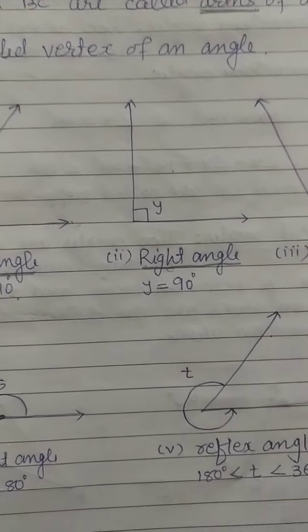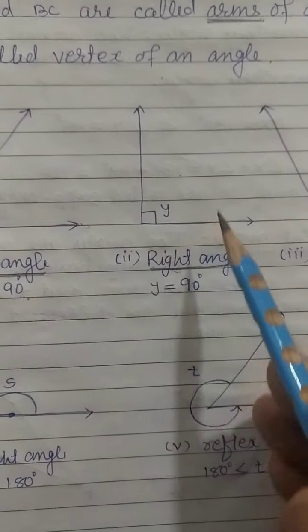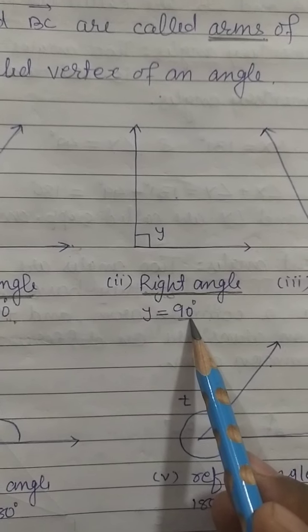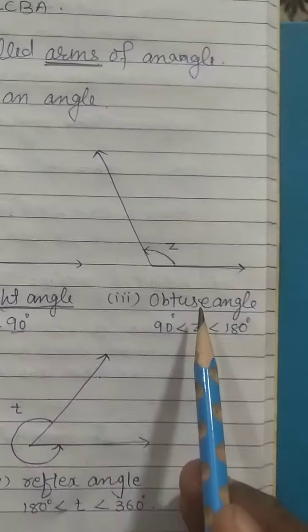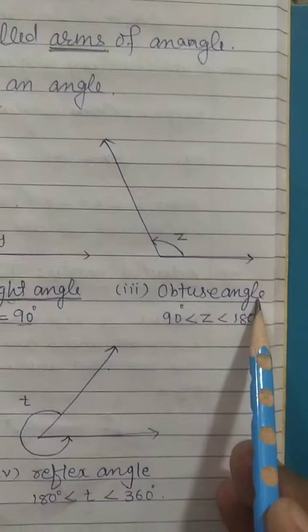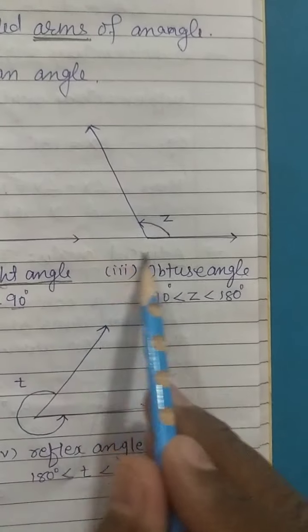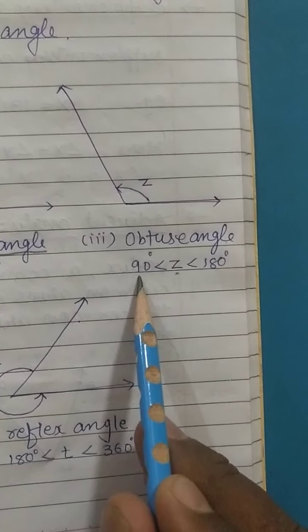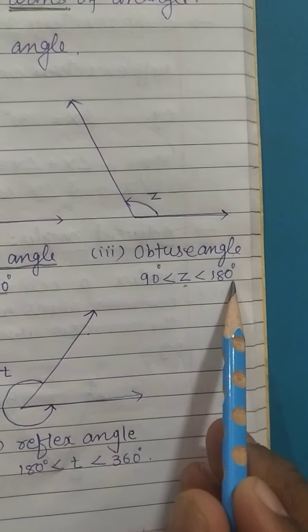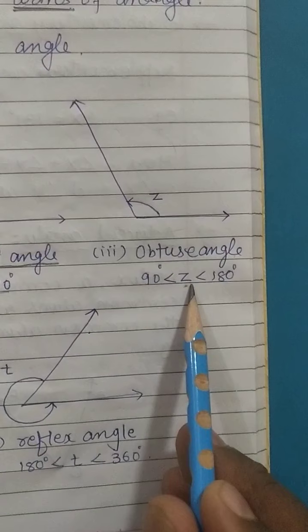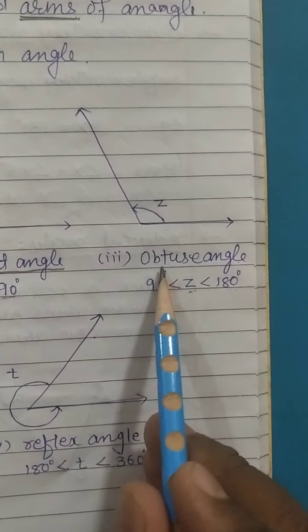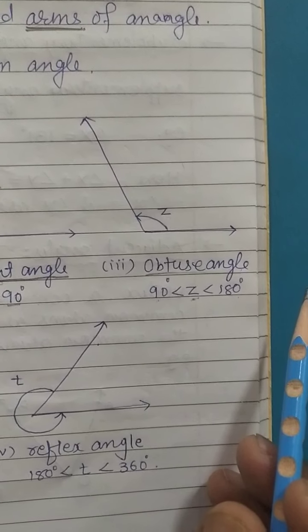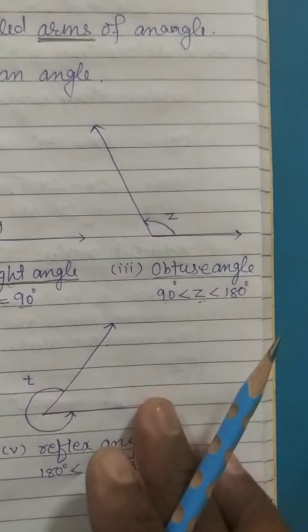Next, right angle. A right angle is the angle where the angle made is exactly 90 degrees. Third, obtuse angle. If this angle is made, and we can say if Z lies between 90 and 180, then it is called an obtuse angle.